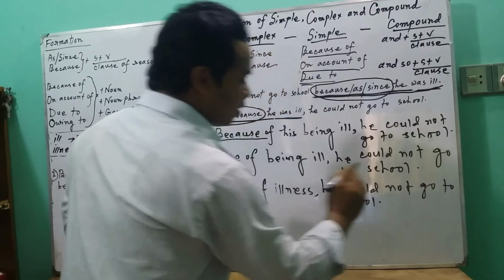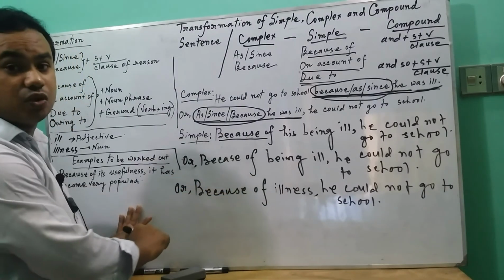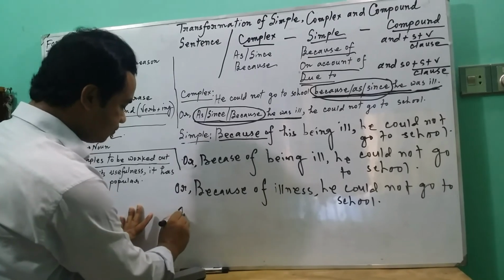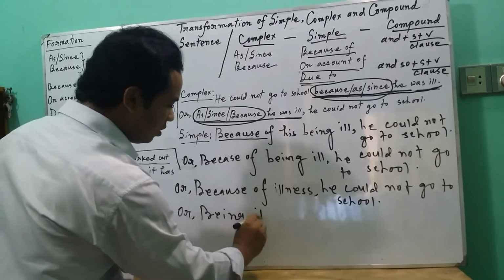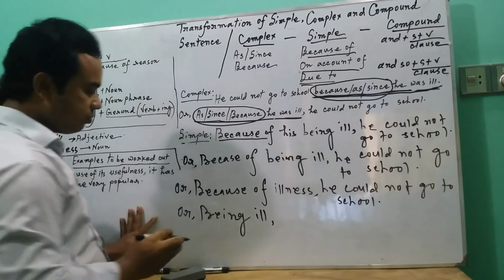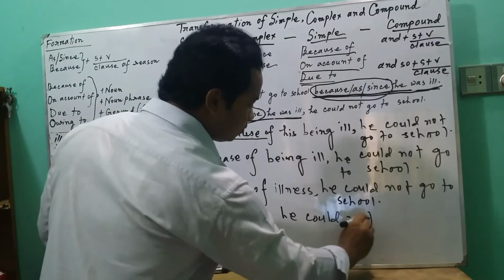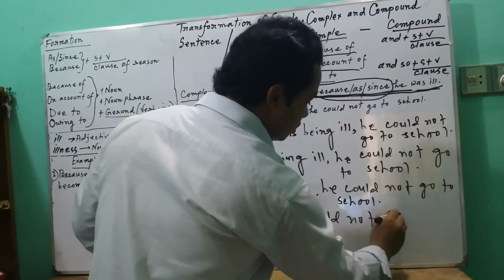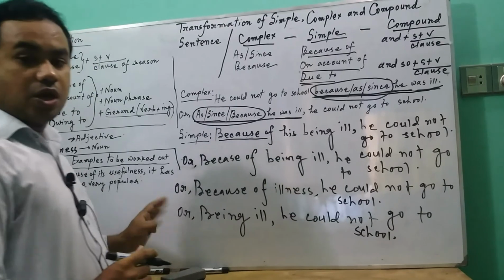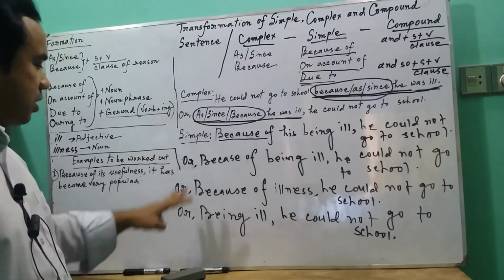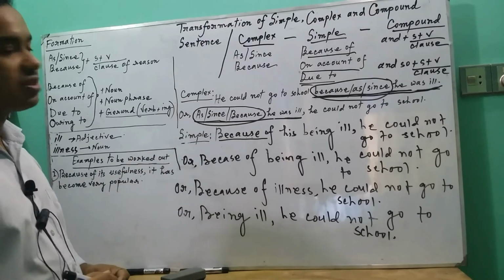Okay, what else you can write? Start the sentence with a present participle: Being ill, put a comma, being ill, he could not go to school. It's also possible. So there are these four ways you can turn the complex sentence into a simple one.